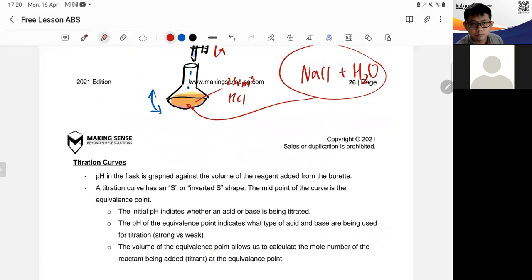Unless you're doing salt prep, they wouldn't really ask you to list out the steps at this point. If you're doing salt prep, that means you do titration, adding excess, precipitation, then yes, you need to remember the steps properly.